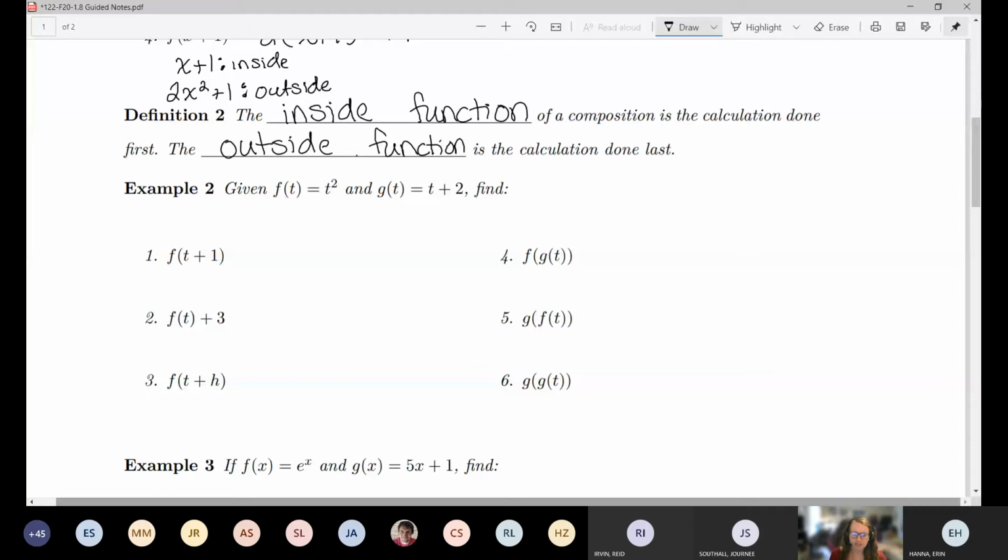Well, if you think about it, the function f is telling me to take the input and square it. Whatever the input is, it's just that input squared. So if we're plugging in t plus 1, we're taking t plus 1 and squaring it.